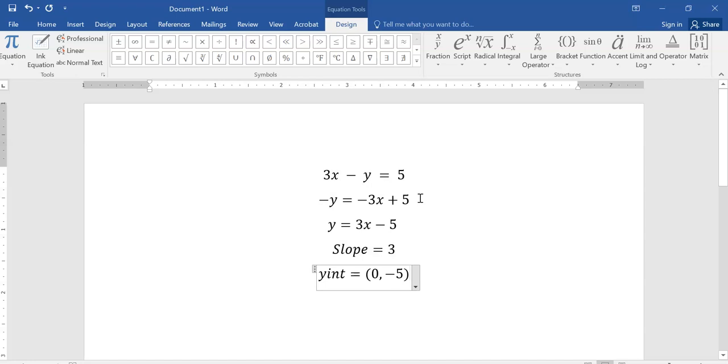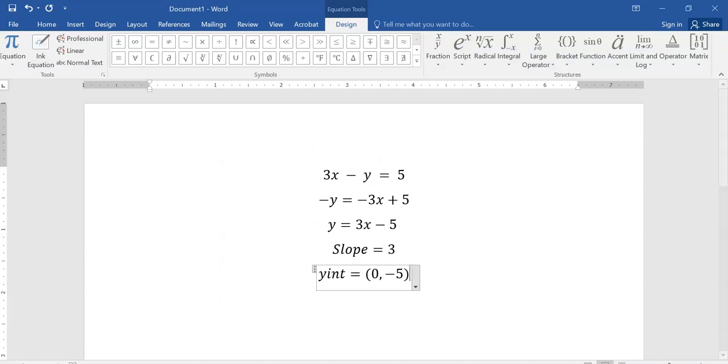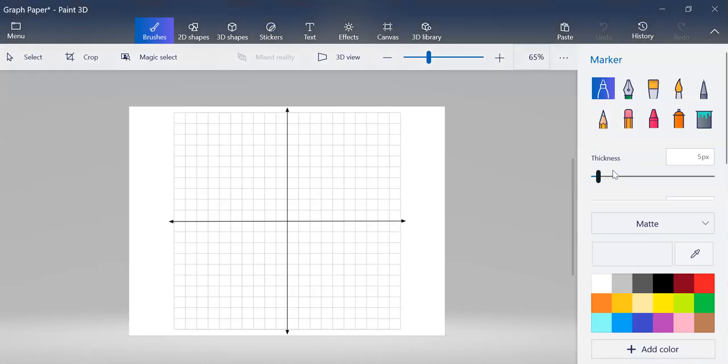So I could go and graph this line right now. In fact, that's what I'm going to do. Again, 0, negative 5 is the y-intercept. So I plot that point there. And then a slope of 3 means I need to go up 3 and over 1 to get to my next point. Up 3, over 1 to get to my next point. Continue on that pattern.